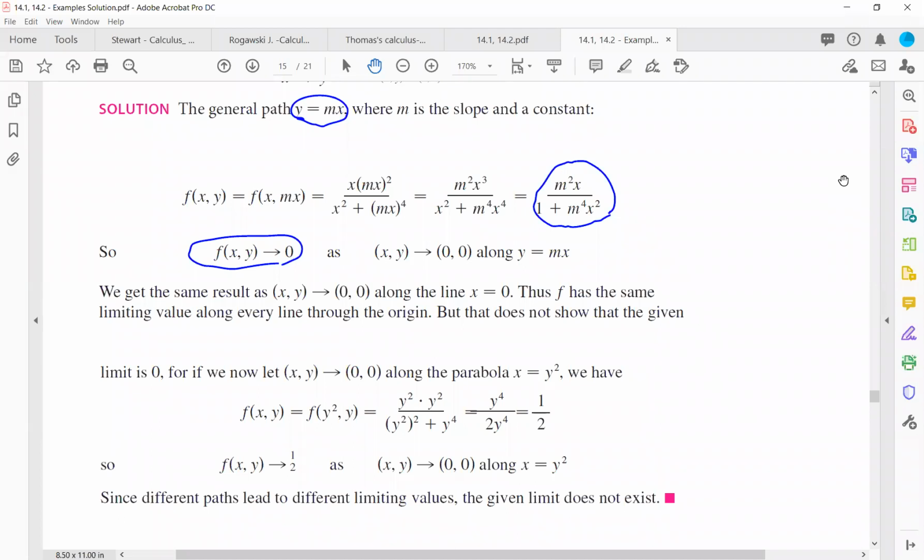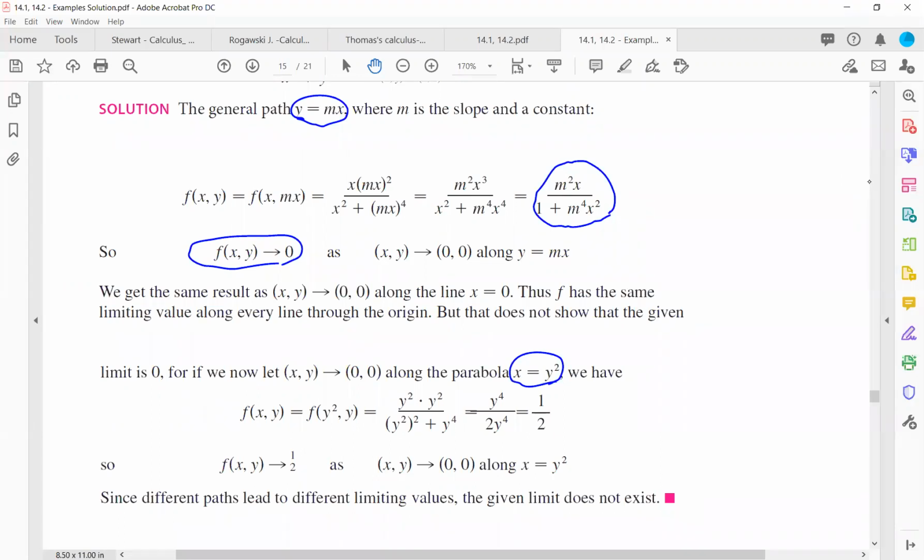Very well. Suppose you use a different path like y equals square root of x, or x equals y squared. Let's check this path. This path passes through the origin, and our goal is to find the limit of the function. So wherever you see x, you write y squared. Here now you get y squared times y squared divided by y to the fourth plus y to the fourth, which is y to the fourth divided by 2y to the fourth. The outcome is a half.